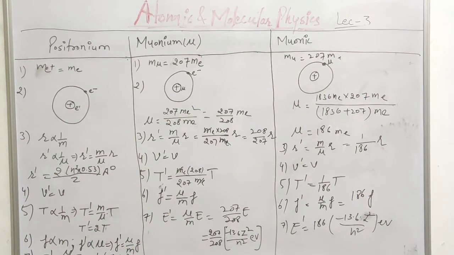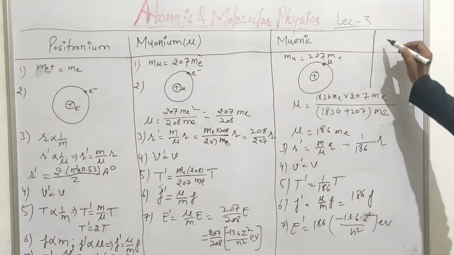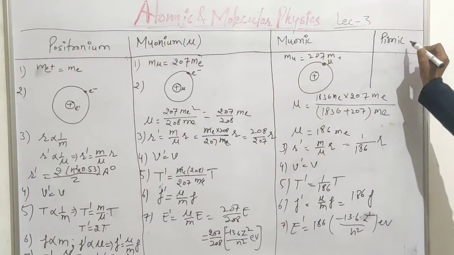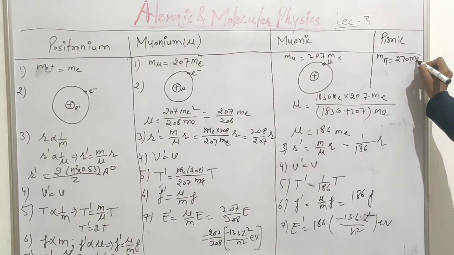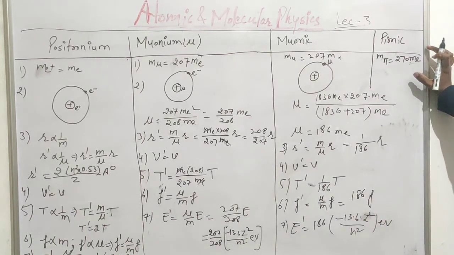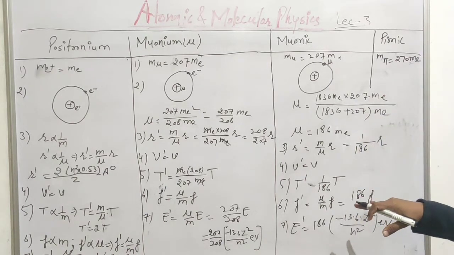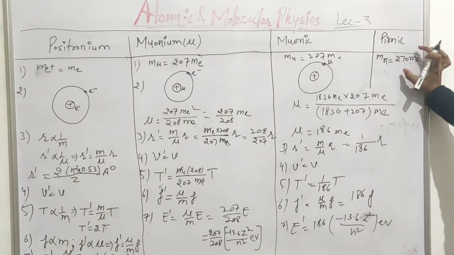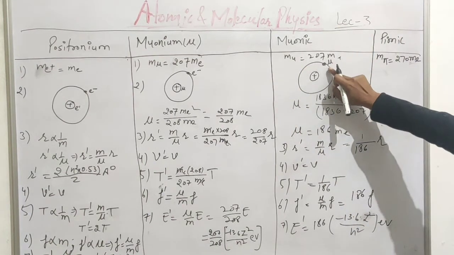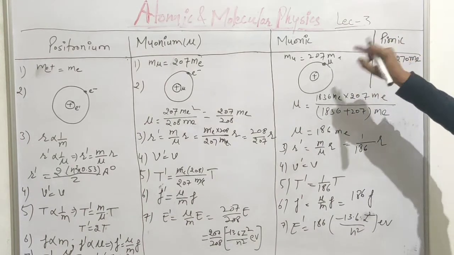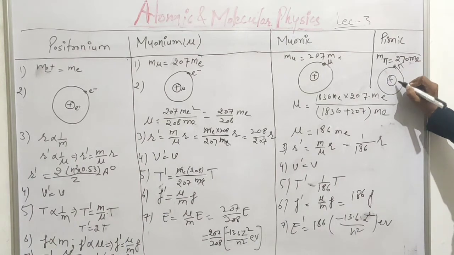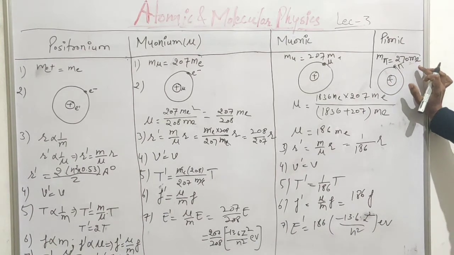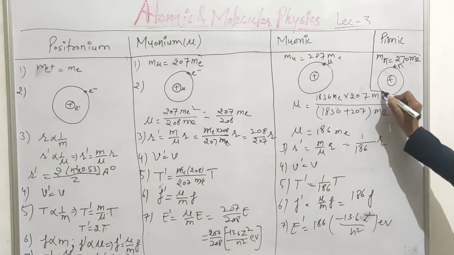Next is pionic atom. So in case of pionic atom, the mass of pion is 270 times mass of electron. This data you have to remember. Further data you can easily find for the pionic system. Mass of pion is 270 times the mass of electron. And in case of muonic, muon took the seat of electron. In case of pionic, pion took the seat of electron. So we can make this system like, here is a pion and here is a nucleus. So in this case, the reduced mass, let me write what is the value of reduced mass here.